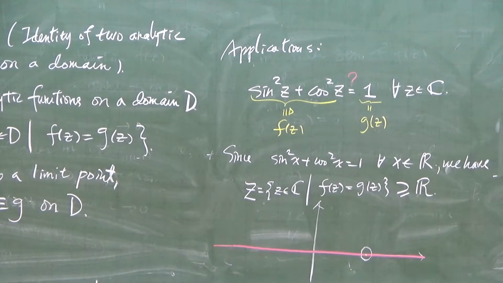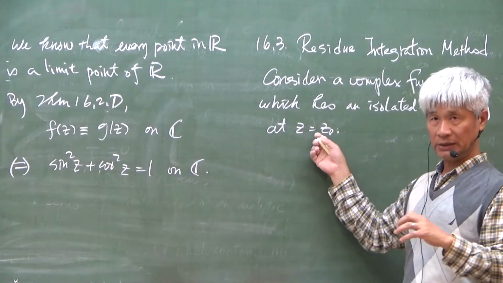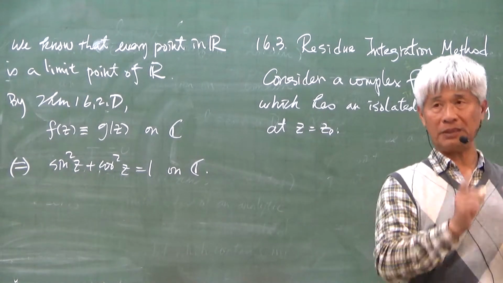Which has an isolated singularity at z equal to zero. Suppose the complex function has an isolated singularity at z equal to zero. When we say isolated singularity, it means that the function is analytic in a neighborhood of this singularity, except at the singularity itself.